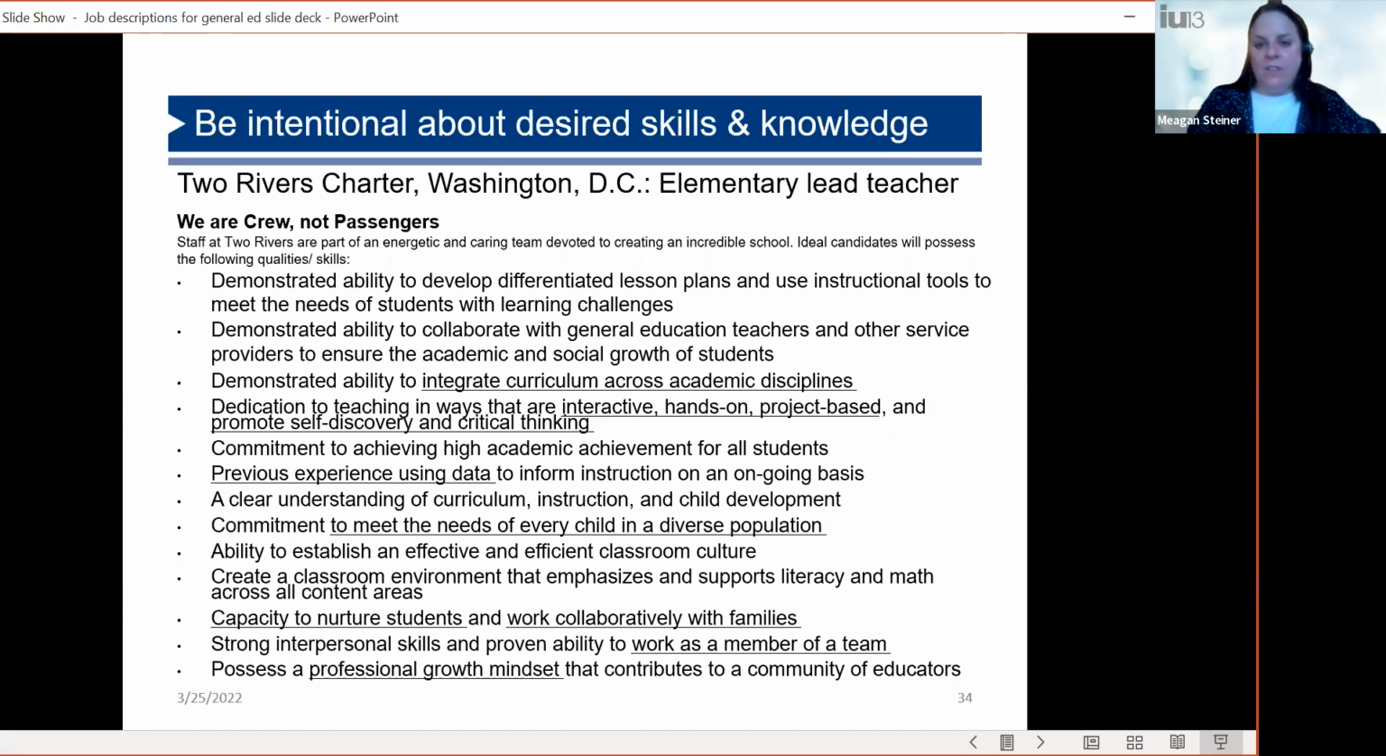So you may have already looked at this list if you followed the link to that particular job description. But this is just another example of a district really showing what they are looking for in terms of mindset, skills, and knowledge in a new hire.